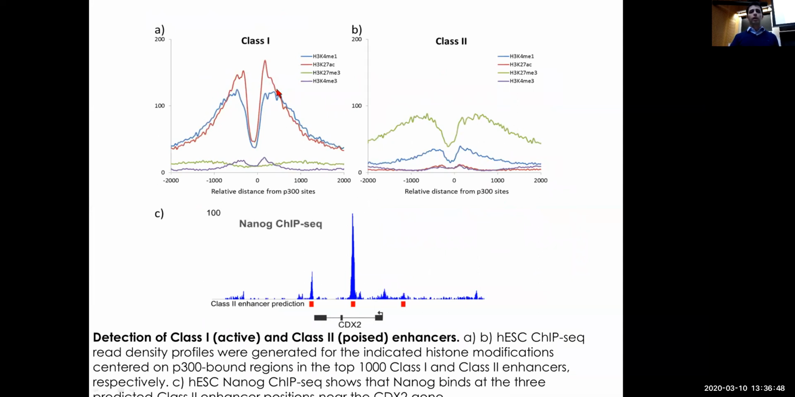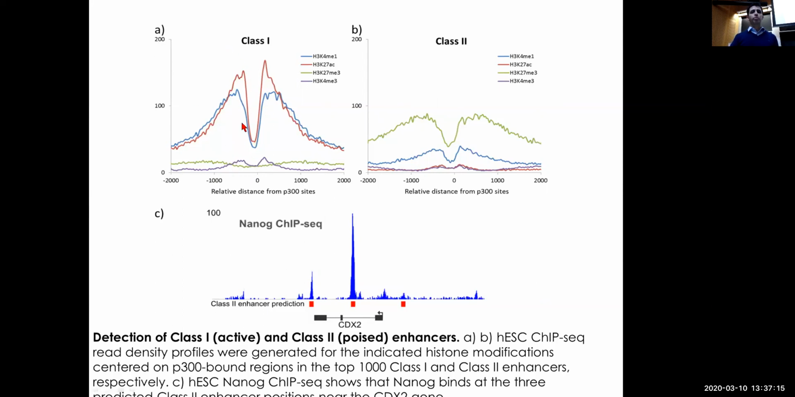Who knows why there's a shape that looks like this? Why is there a dip in the middle? The reason there's a dip in the middle is because that's where the transcription factors are binding. That's where the nucleosomes are displaced. Where do you see these marks? You see these marks on nucleosomes. You don't see them on the DNA. And therefore, you see them to the right and to the left of the actual enhancer region.